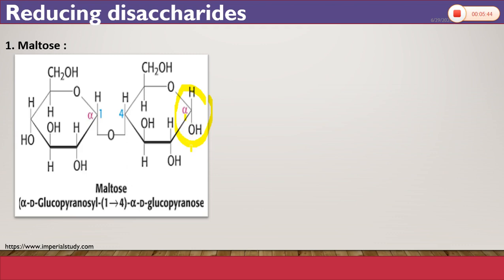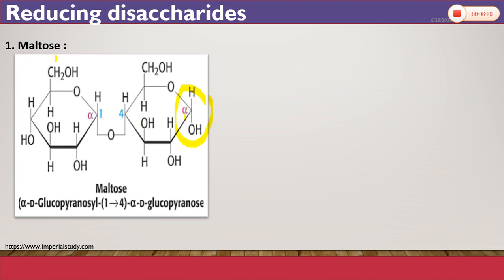This form is capable of existing in alpha or beta configuration. Maltose, as its one anomeric carbon atom is free, can act as a reducing sugar and it can reduce Tollens reagent and Benedict solution. Second thing, maltose is made up of two same monosaccharide units. Both are alpha D-glucose, both are glucose molecules.